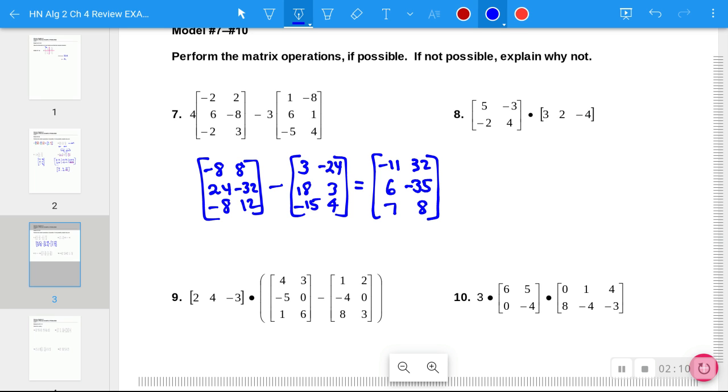Okay, on the next problem, we're supposed to multiply these matrices. So let's first check out the dimension analysis. We have a 2 by 2, and we're supposed to multiply by a 1 by 3. And you can see that the number of columns in the first one does not match the number of rows. So this one is undefined. You can't do it.